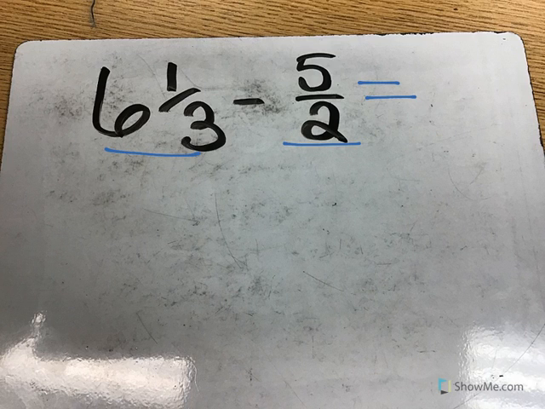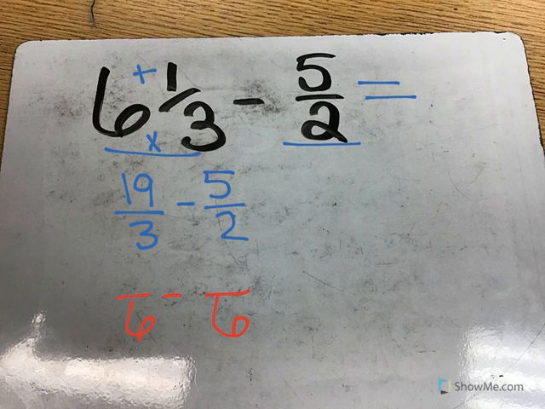How do I turn a mixed number into an improper fraction? Multiply, add, and the denominator stays the same. 3 times 6 is 18, 18 plus 1 is 19. That gives me 19 over 3 minus 5 over 2. So what's the problem here? I don't have common denominators. 3, 6, 9, 12; 2, 4, 6. The first number that they both go into, the common denominator, is 6.